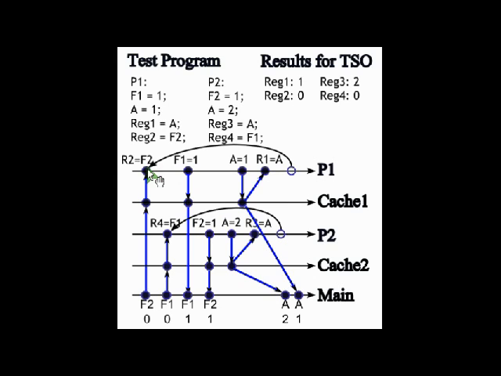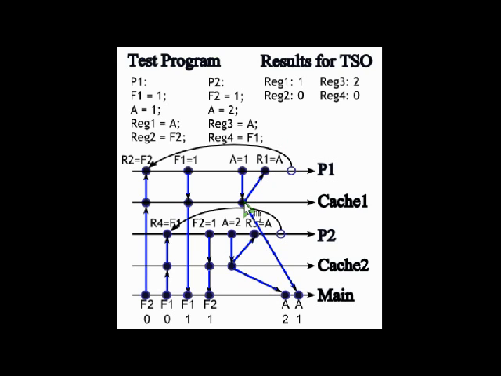So the two differences between TSO and sequential consistency are that reads that follow a write to a different address can be reordered relative to that write, and reads that follow other reads to a different address can also be reordered relative to those reads. So this reordering behavior is one of the differences between TSO and sequential consistency.